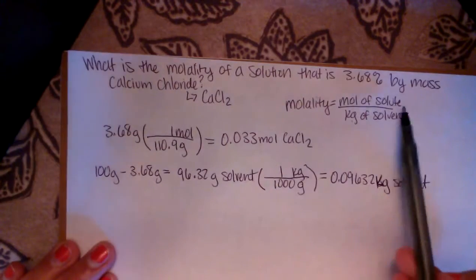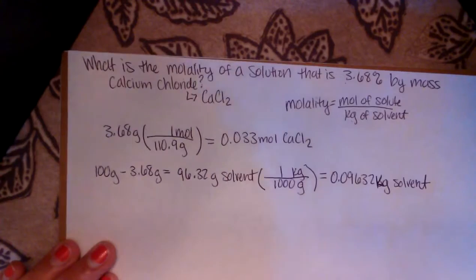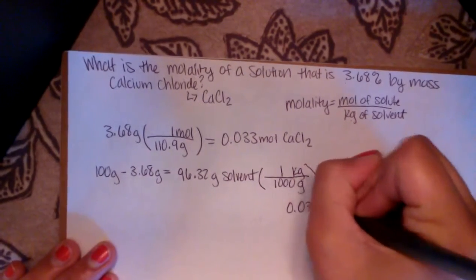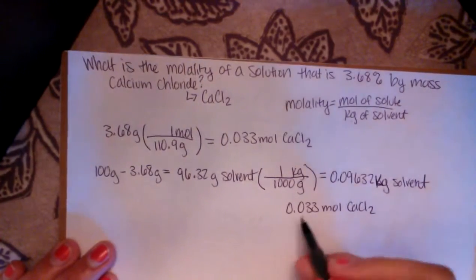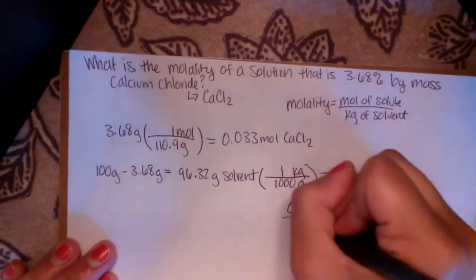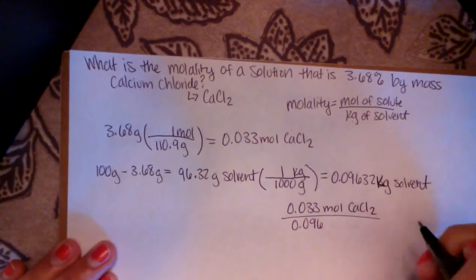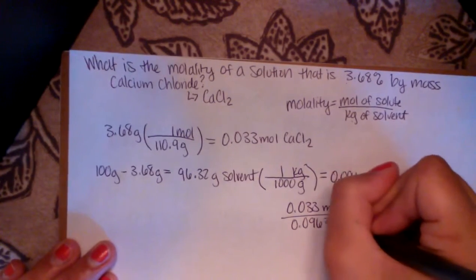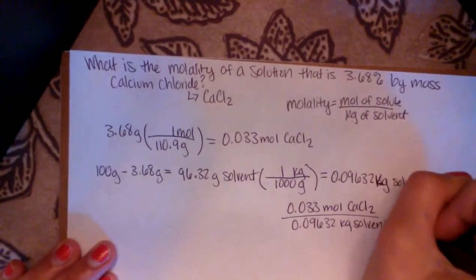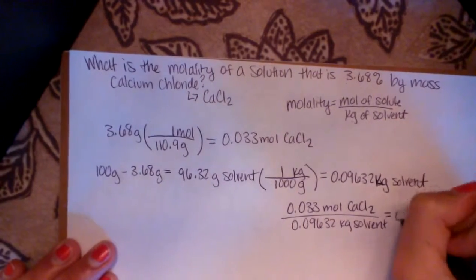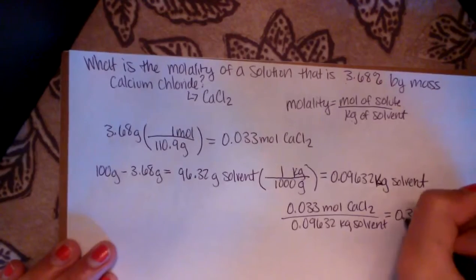So now we have our values here that we can plug in to find molality. So if you set it up then, your moles of solute, which is CaCl2, calcium chloride, and then you divide that by the kilograms of your solvent, you will get 0.343 molality.